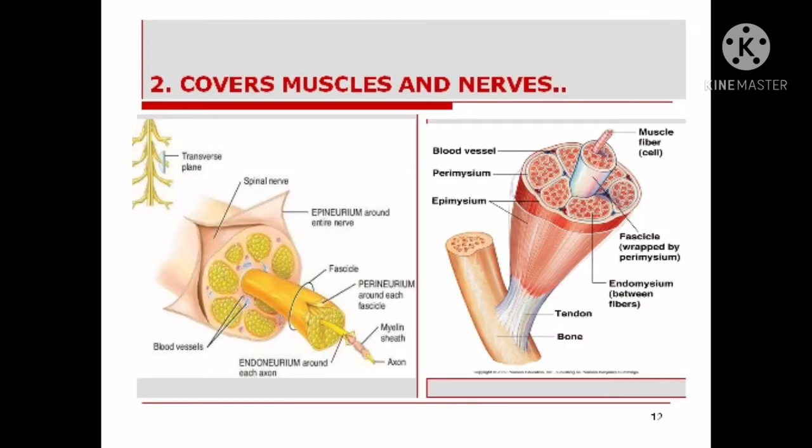The coverings of muscles and the nerves. The entire muscle and the entire nerve is covered. We have discussed it in the sections of the nerve and the muscle. If you remember, in the case of muscle, the epimysium, the perimysium, and the endomysium, and the epineurium, the endoneurium, and the perineurium in case of a nerve. This is also formed by the deep fascia.